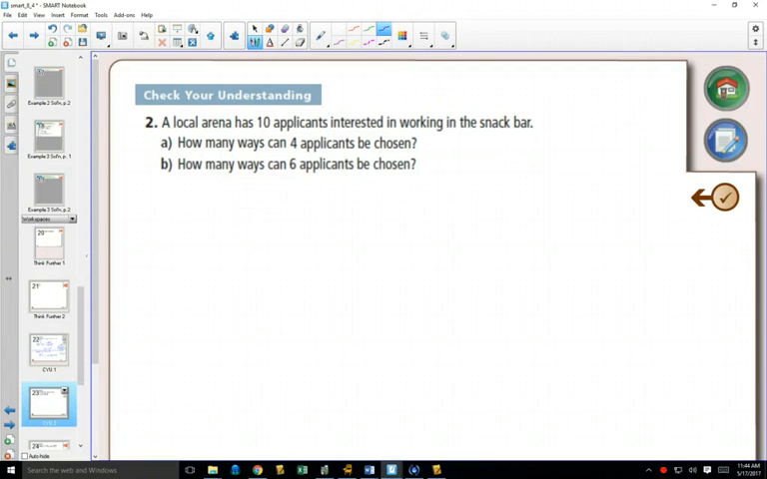Local arena has 10 applicants working in the snack bar, and they want to choose 4 people to work there. Does the order matter? This is the question that you're going to now have to start asking when you hit any permutation or combination question, because they start off with a similar question: How many? Because it's a counting question. So your first thing you have to decide, does the order matter or does the order not matter?